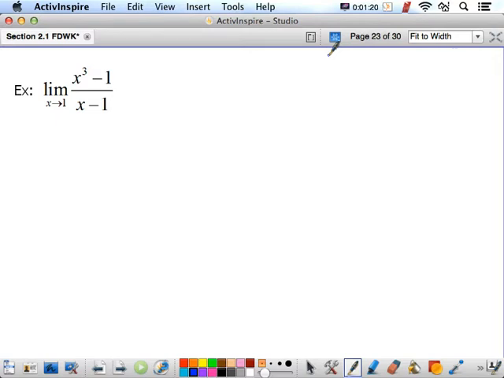So for our first example, we have the limit as x approaches 1 of x cubed minus 1 all over x minus 1. And the first thing you should always try is direct substitution. So if we plug 1 in, what do we get on top? 0. And if we plug 1 in, what do we get on bottom? 0. That's called indeterminate form. We're unable to determine what the limit is just by direct substitution.